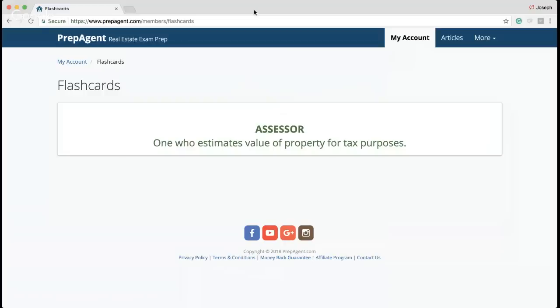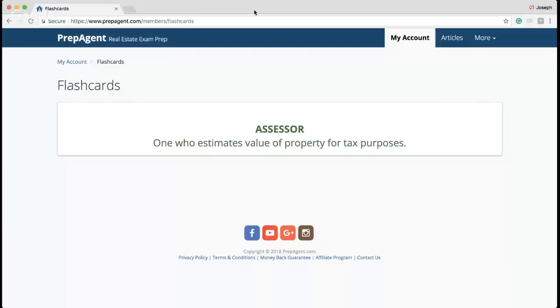Are taxes an encumbrance? What do you guys think? Yes. Are taxes a lien? The answer is yes.